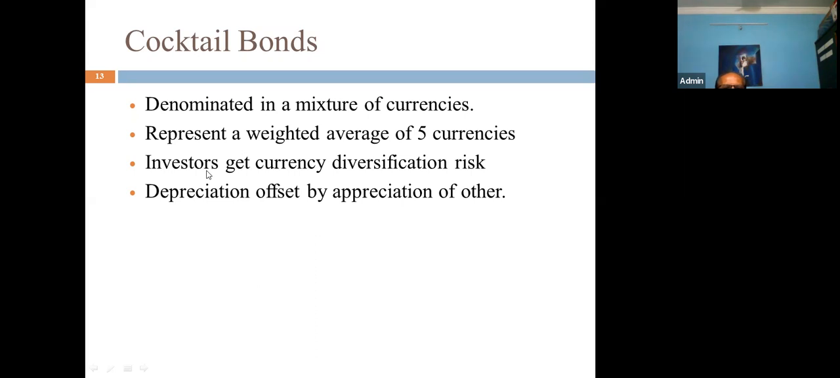Now suppose the Canadian dollar is going to the lower side, and maybe the American dollar is going to the higher side. So the American dollar is compensating for the Canadian dollar because the Canadian is going lower. We can compensate from another currency, so currency diversification of risk is there. So the investor gets the benefit of this cocktail bond. It is always beneficial to the investor since different currencies are involved. If one currency is going down, other currencies are covering that loss.